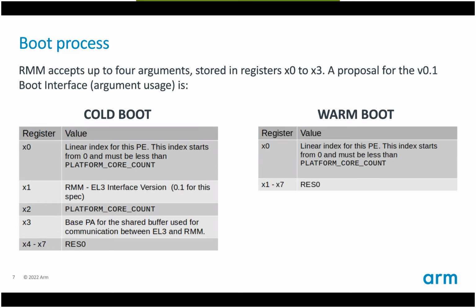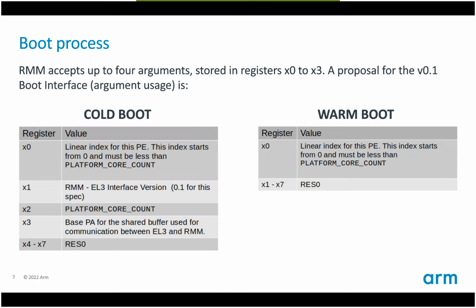X1 will contain the RMM-EL3 interface version, which for this particular specification will be 0.1. X2 will contain the maximum number of CPUs that the system supports. And X3 will contain the base physical address for a shared buffer between EL3 and RMM.